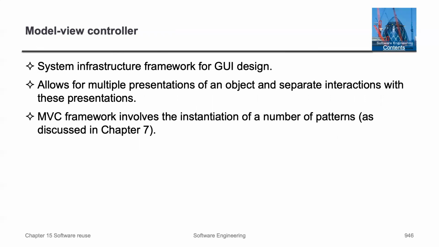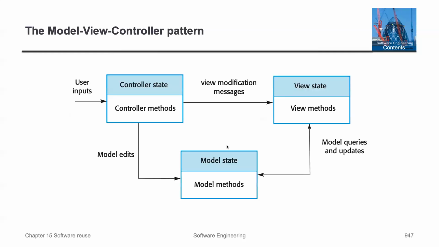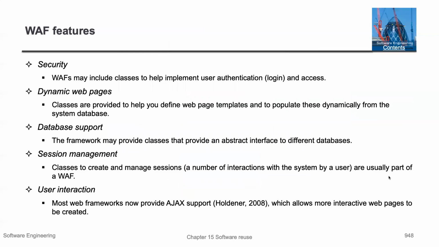And so the model view controller, the system infrastructure framework, you have a GUI design. This allows for multiple presentations of an object and separate interactions with these presentations. The model view controller framework involves the instantiation of a number of patterns, as we talked about in chapter 7. So just as a reminder, you have all of the control methods and the various states. Then that goes into the view and the way that is viewed. And then finally you have the model, the methods and all that. And there's an engagement between each one of those areas.